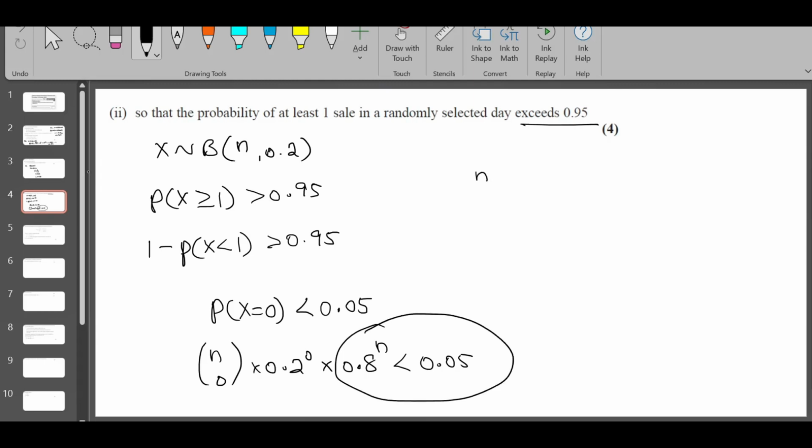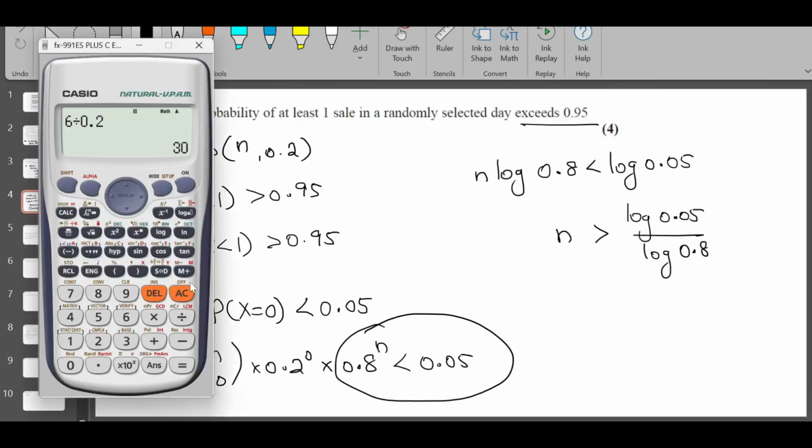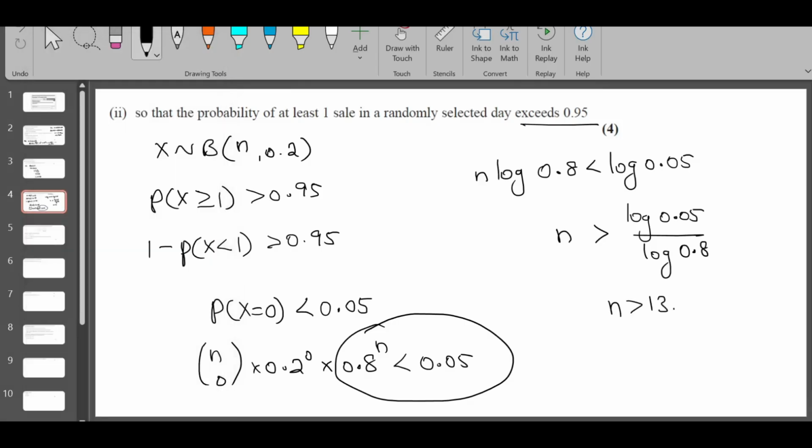Take logarithm on both sides by applying the laws of logarithm. n log 0.8 is less than log 0.05. So n is log 0.05 divided by log 0.8. But log 0.8 is a negative number, so you need to flip the sign. Now let's find log 0.05 divided by log 0.8, you will get n is greater than 13 point something. Because we are not rounding, we are taking the next integer, so n is equal to 14 is the answer. That's all.